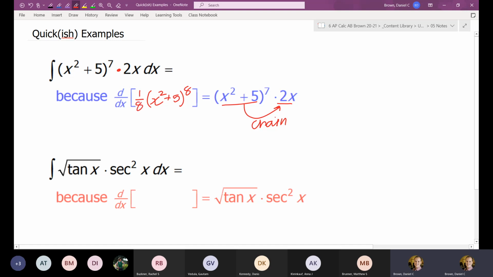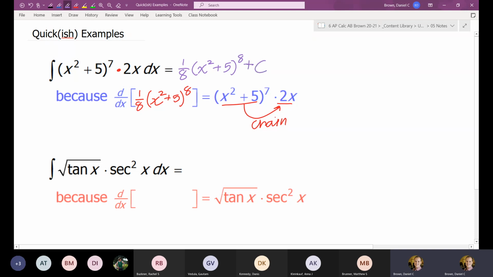We can check our answer. The derivative of this, the 8 is going to come down in front. 8 times 1/8 cancels, which is what we wanted. The derivative of the inside is 2x. That does work. So we now know that this integral is equal to 1/8 (x squared plus 5) to the 8th, and then don't forget your plus c.